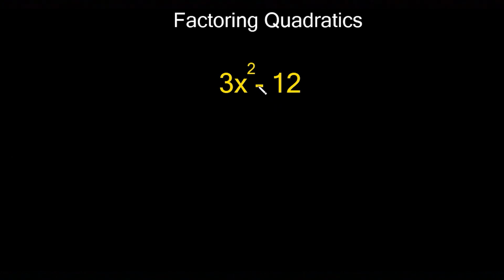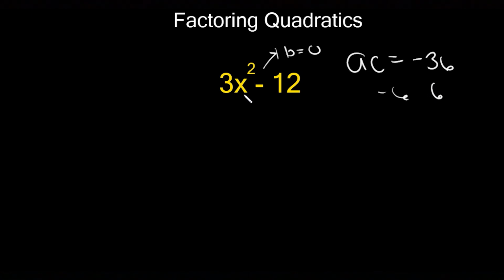If you look at the first example that I have here, you can see that a is not equal to 1. If you're going to use the AC method, you would do a times c, meaning 3 times negative 12, and that would give you negative 36, right? Then you would say to yourself, okay, I need two numbers that multiply to negative 36 but add up to my b, which is technically 0. I don't have that bx term. Those two numbers would be negative 6 and positive 6. And then you'd have to factor by grouping because a is not equal to 1.